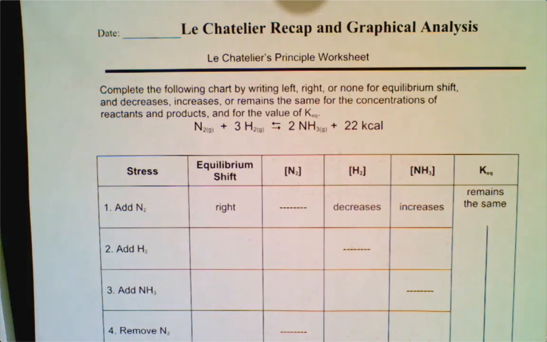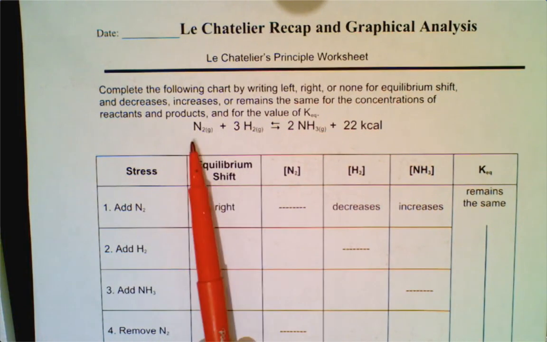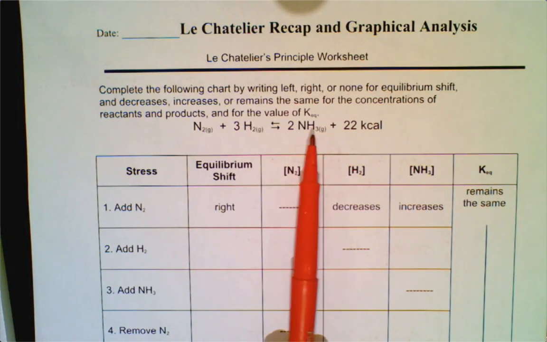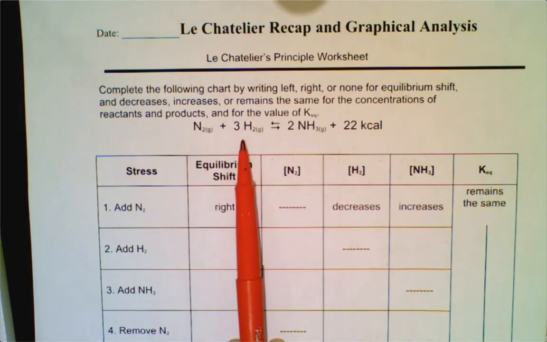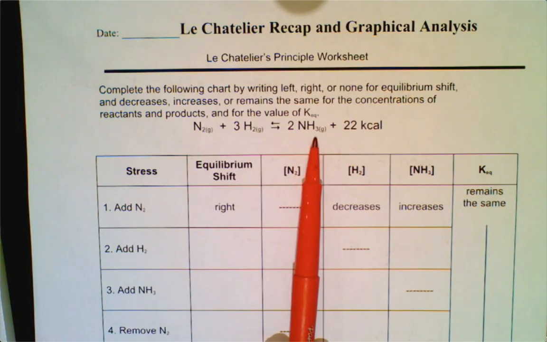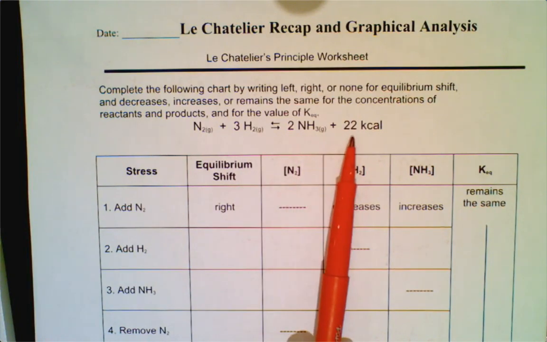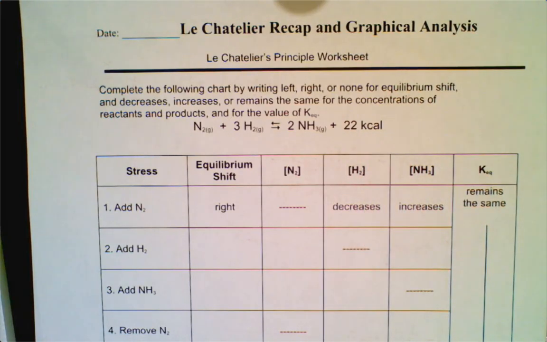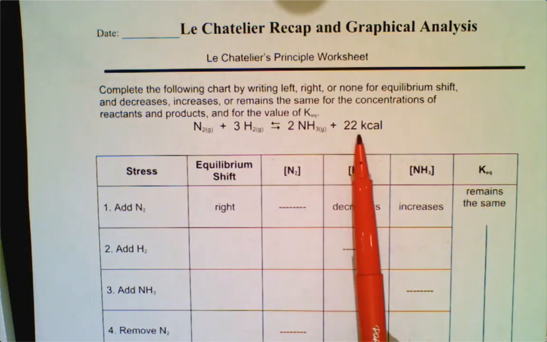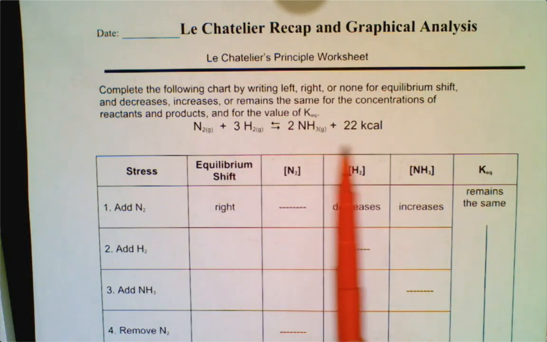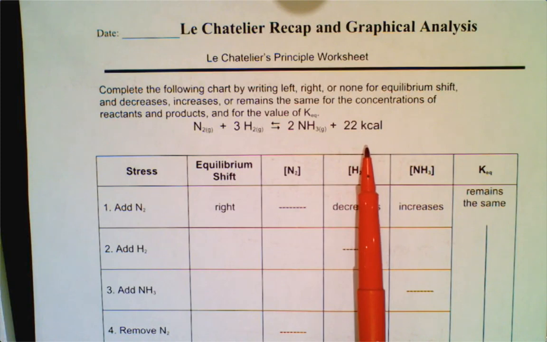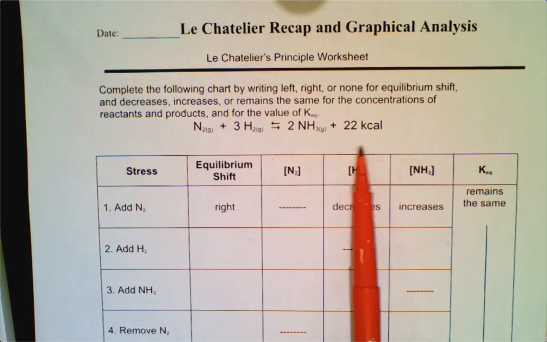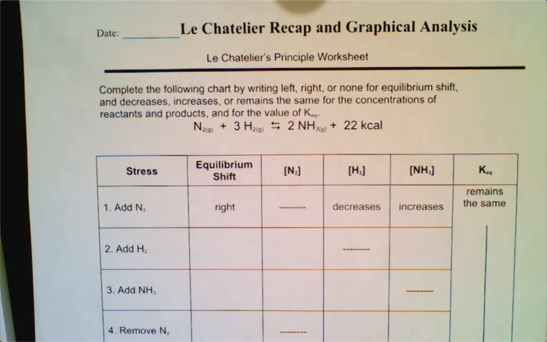Let's take a look at an example for Le Chatelier's principle. So we have this equilibrium equation here, N2 plus 3H2 giving you 2NH3, which is ammonia, plus 22 kilocalories. Remember, kilocalories is a unit of energy, just like we use kilojoules. Notice because it's on the right-hand side, we would say that this is exothermic in the forward direction. And if we are to look at the reverse, it would be endothermic in the reverse direction.